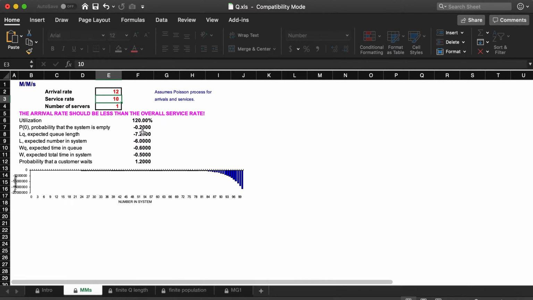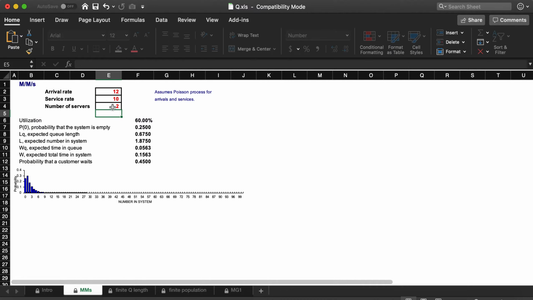You can't have negatives, right? So it gives you something here because you probably should have a command in there to make that go NA or something, but he didn't. So it's okay. You can't do it. You have to have the arrival rate less than the service rate. So again, we could have the arrival rate of 12 and a service rate of 10 if we had 2 servers, because now the overall service rate would be 20, right? So my utilization would be 60%, and we could again see how that affects my other metrics.